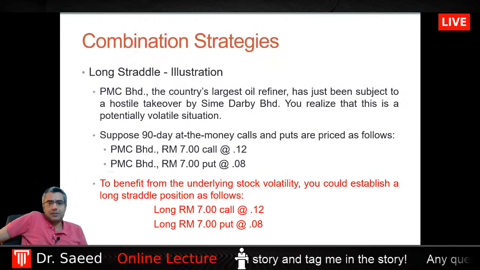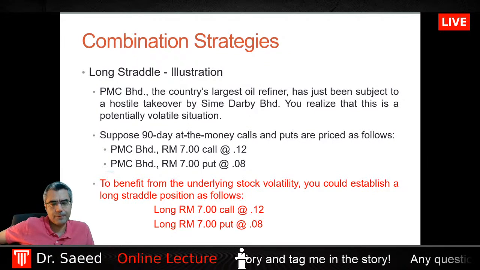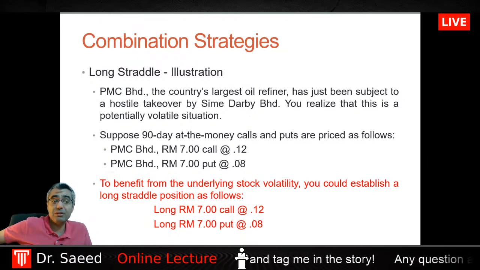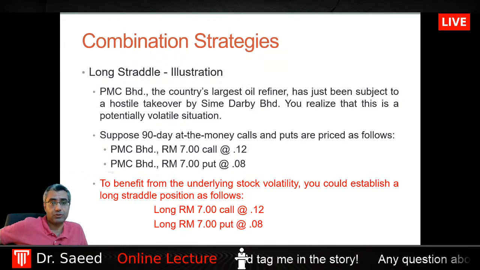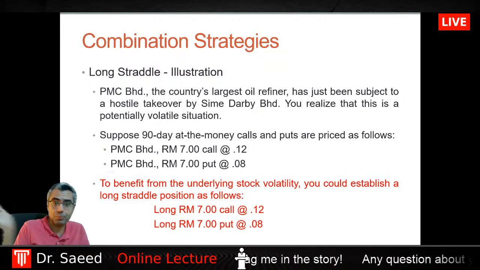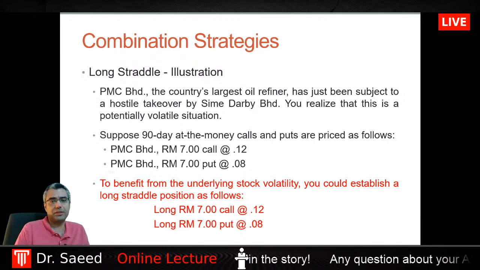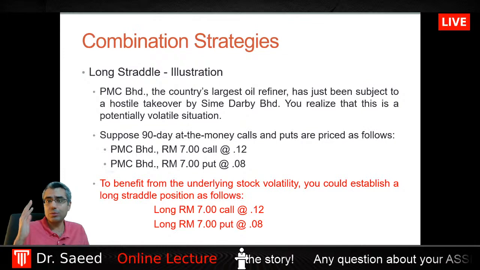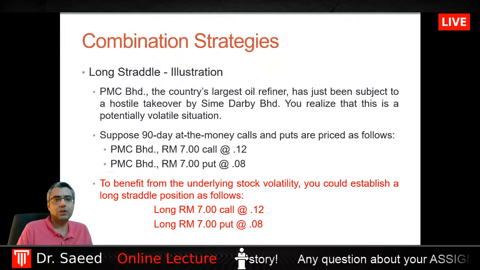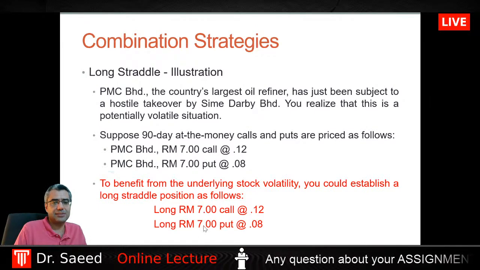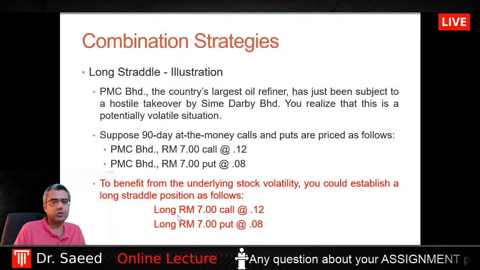So you believe there will be fluctuations. You believe that it's volatile, right? It means the price will go up or down. So you believe in the next month or next 3 months, the price will go up or down. It won't be the same. So you may long straddle. So how to long straddle? The same strike price, $7 in this example, you long call, you long put.